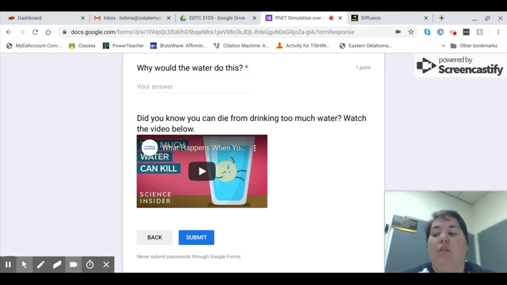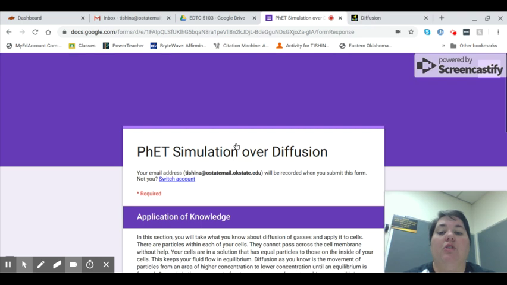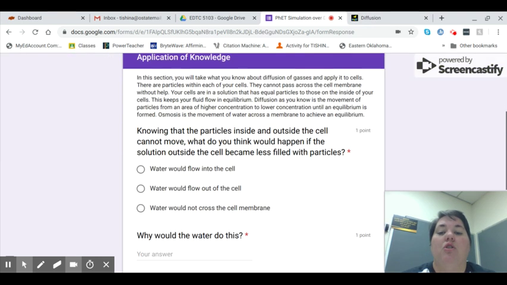So the ability of these simulations to provide a close-up look into the microscopic world is an invaluable tool for our students. The Google Doc just allows me to very easily collect their information in a format that's easy for me to grade and see if they really know and they really understand the concepts of diffusion and osmosis.